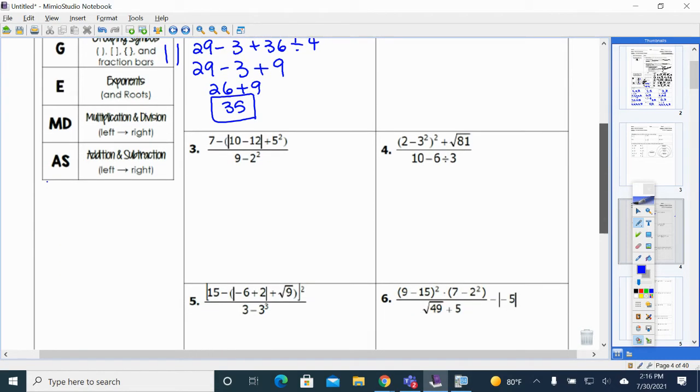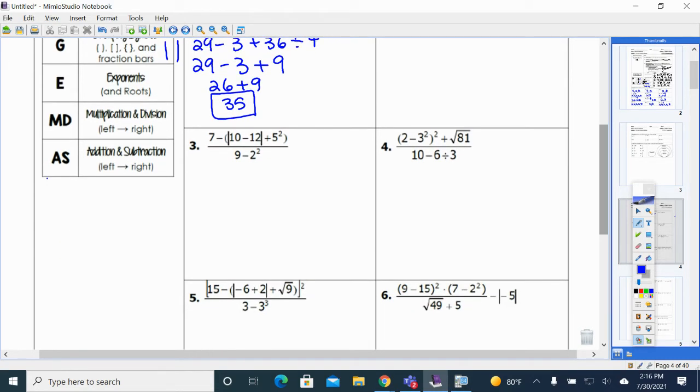The next one that I want to look at with you is number 3. It has a big fraction bar. And the way you work this by hand is you work the top independently of the bottom, and then your last step is division. So working in the top, we've got grouping symbols, parentheses, as well as absolute value. So this one's going to be interesting. In the top, I've got 7 minus parentheses, the absolute value of 10 minus 12. So that's going to be 10 minus 12 is a negative 2. So absolute value of negative 2.